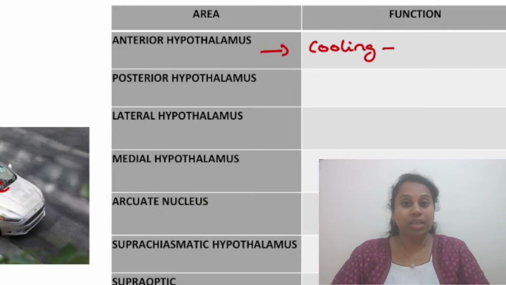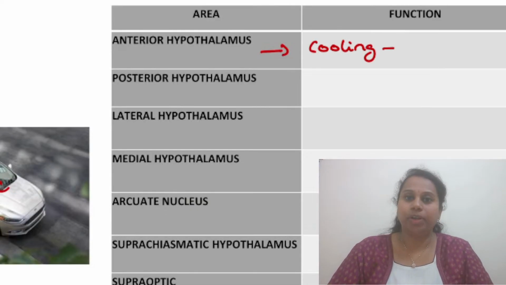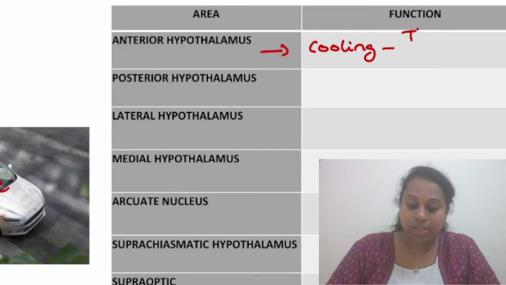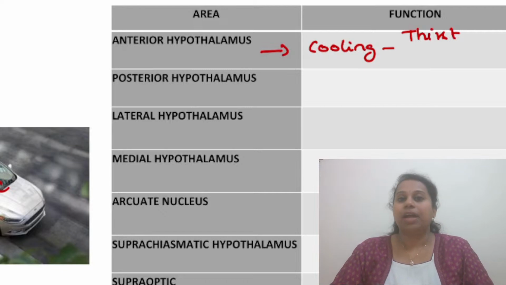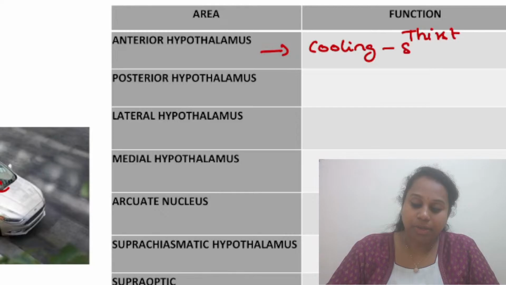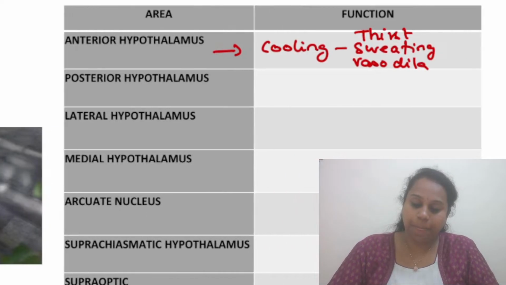How does it produce cooling effect on the body? How can you cool your body? You can drink water. So that's how the thirst center is present in the anterior hypothalamus, and when it is stimulated, you drink more water, your body is cooling. Or the other mechanisms of cooling, sweating and vasodilation.